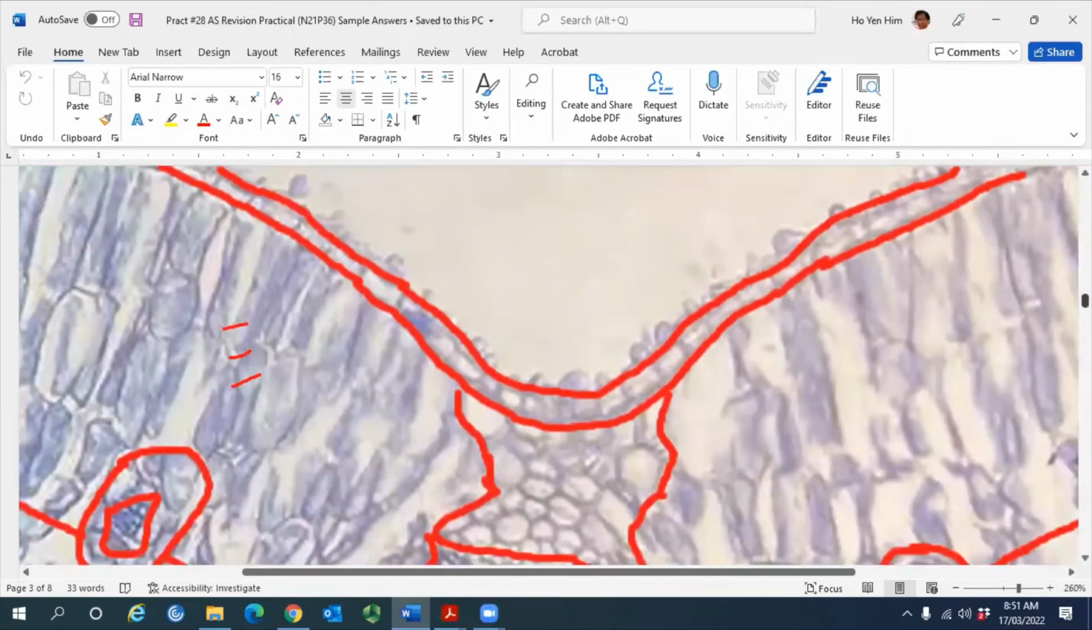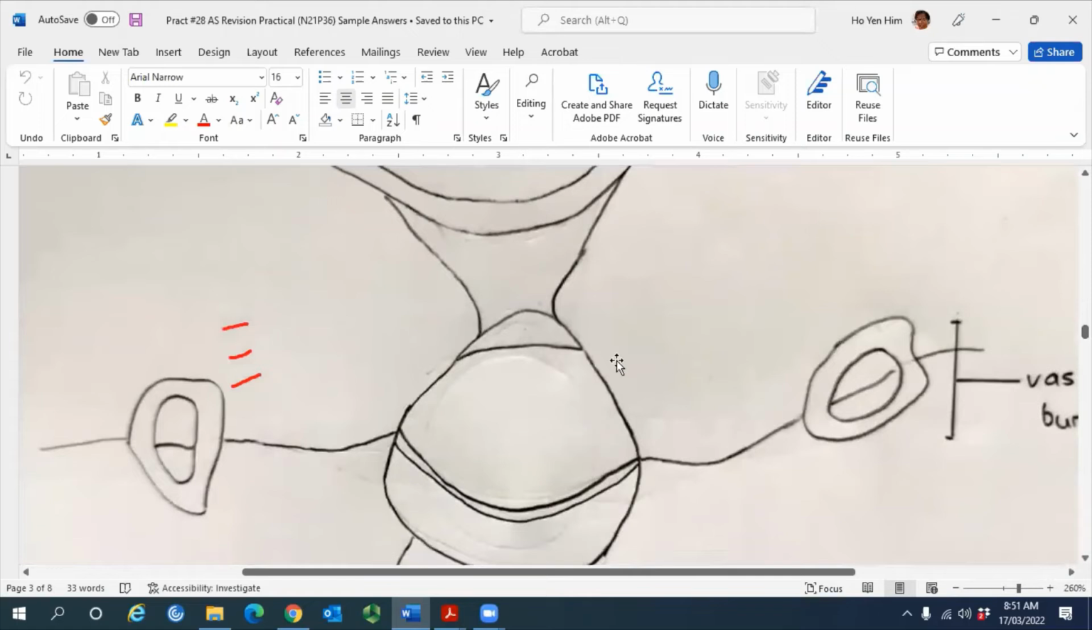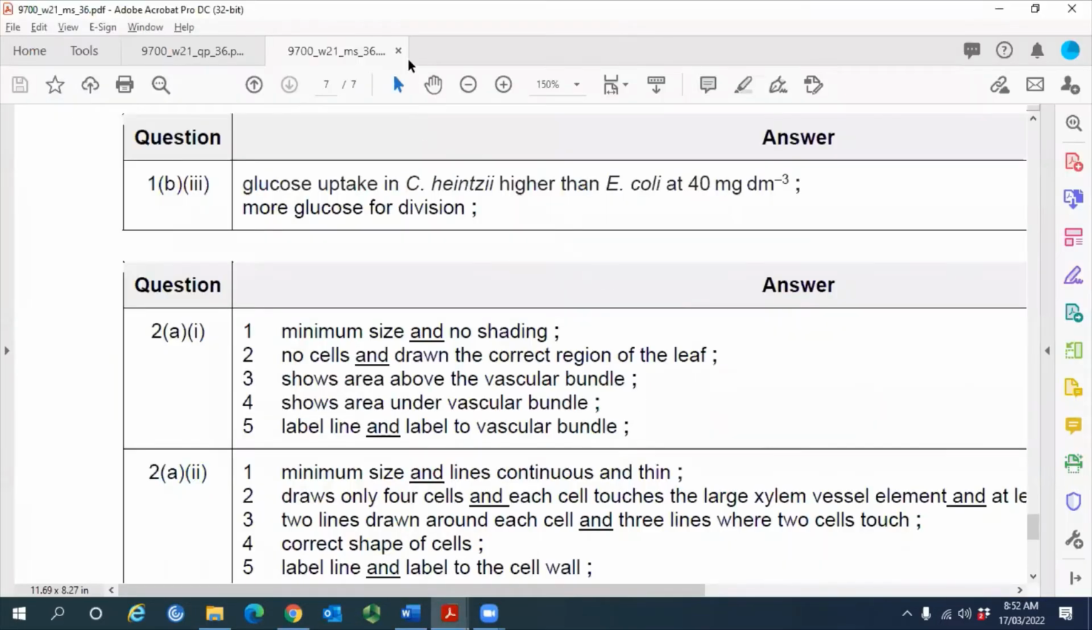The student draws this part here. Area above. I'll expect to see at least one. Okay, this one is very accurate, at least 1. Label line and label to show the vascular bundle. So you just point to one vascular bundle and label it.